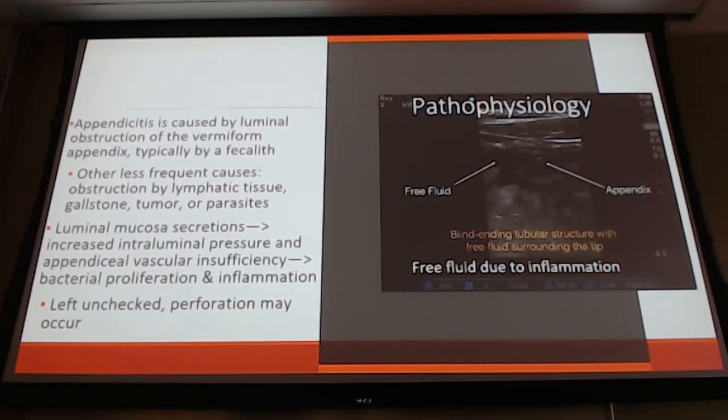Gallstones, believe it or not, can make it all the way down the biliary tract and end up in the right lower quadrant. Believe it or not. So, all the way from the common bile duct to the intestines. Other weird ones could be tumors or parasites.